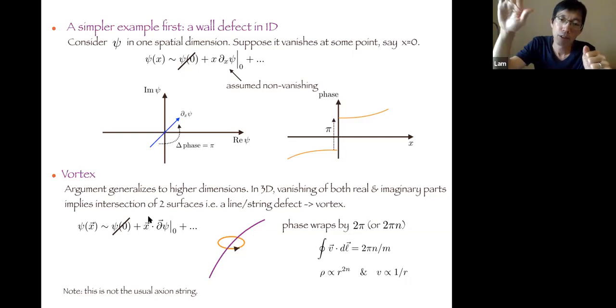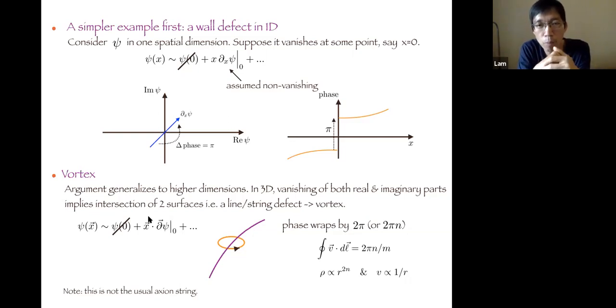The same is true for the imaginary part. And so the set of points where both the real and the imaginary part vanish is the intersection of 2 surfaces, which is basically a line. So generically, when you have 3 spatial dimensions, the set of points where the wave function vanishes should basically be something like this purple line. And if you run the same argument that I presented before for the domain wall, you can show the phase as you go around a loop around this line would have a non-trivial winding. And the winding would be by integers of 2 pi, as you might expect.